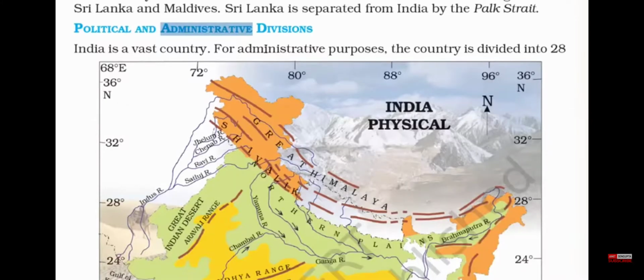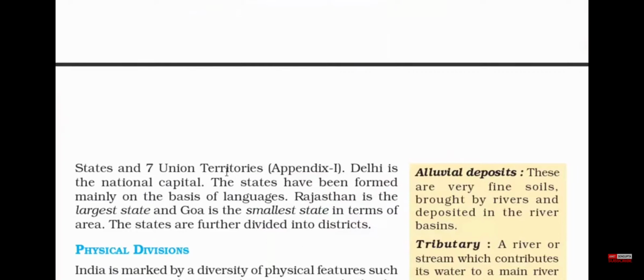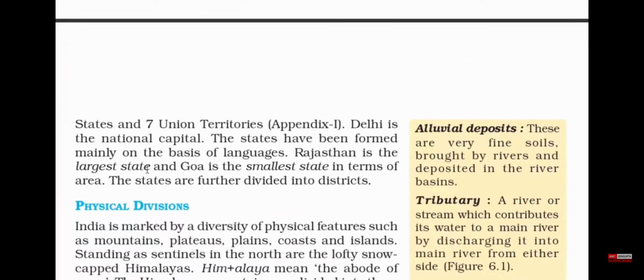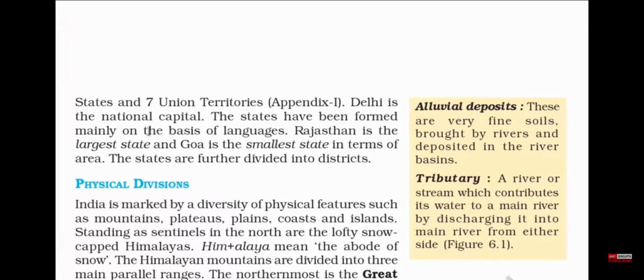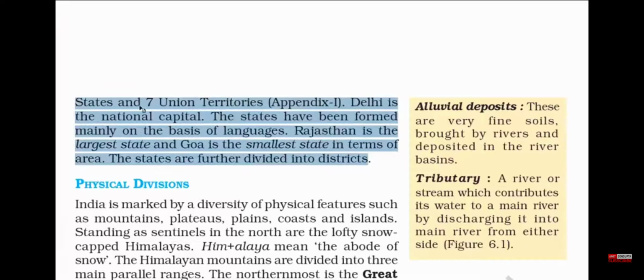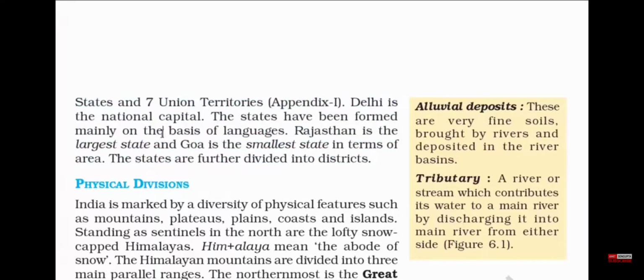And for administrative purposes, the country is divided into 28 states and 7 union territory. Actually it's 29 states. So the 29th state is Telangana, which was formed in 2014. Delhi is the national capital. The states have been formed mainly on the basis of languages. Rajasthan is the largest state and Goa is the smallest state in terms of area. So we'll read about this in detail as to how many states came into existence, when it came into existence, what was the reason behind their division on the basis of languages.